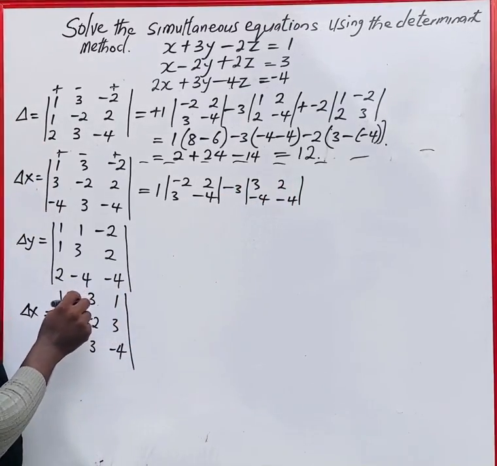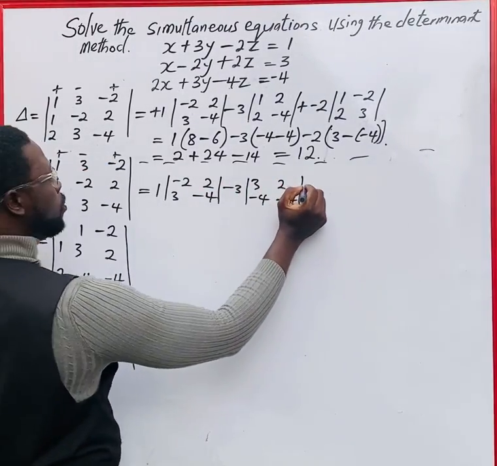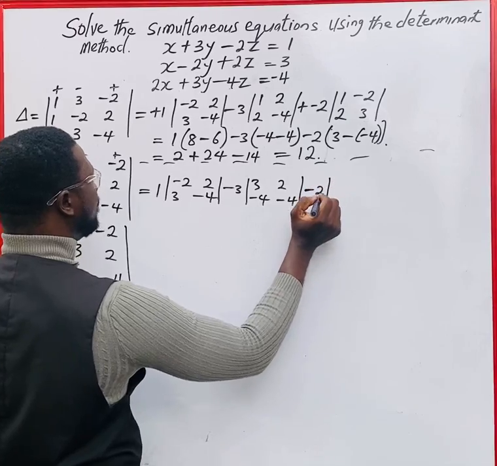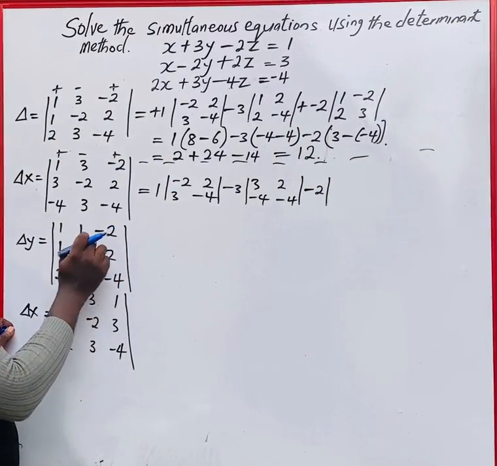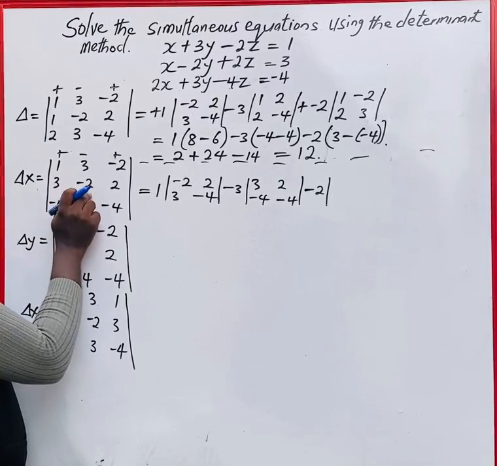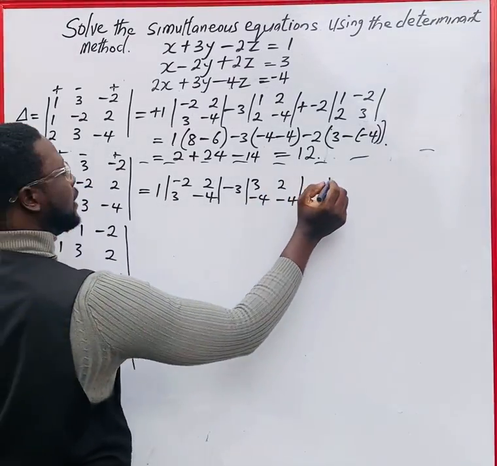The last one, which is minus 2, we have minus 2 here. Close the first row, close this last column. So you have 3, minus 2, minus 4, minus 3.